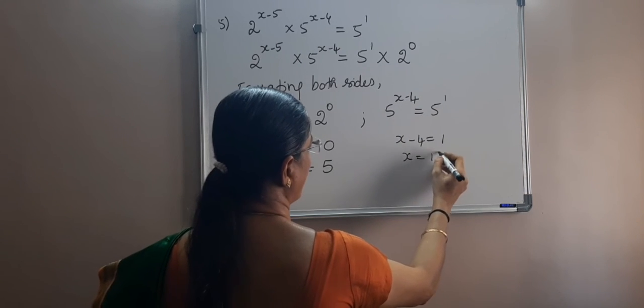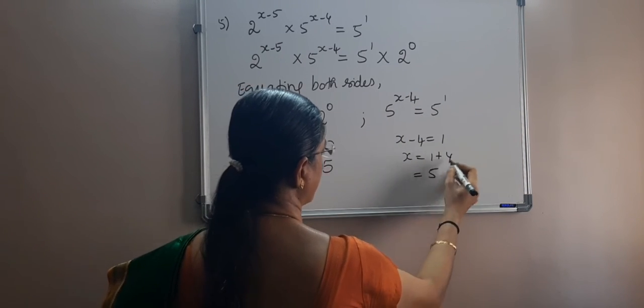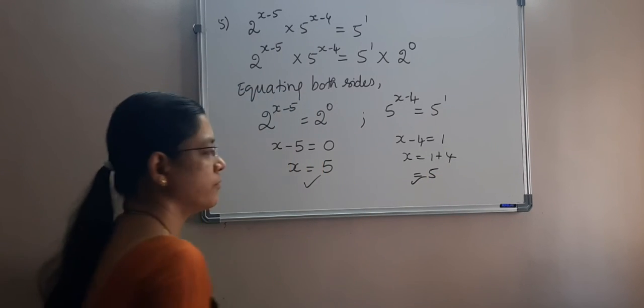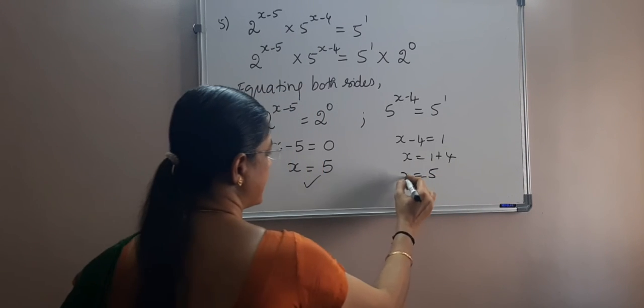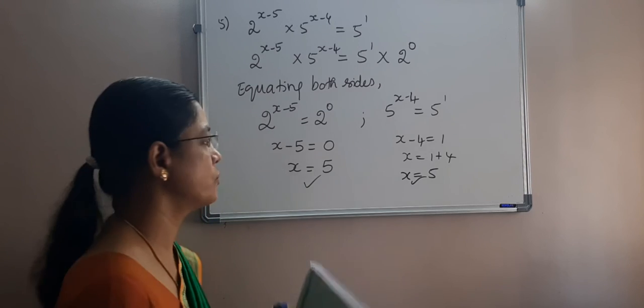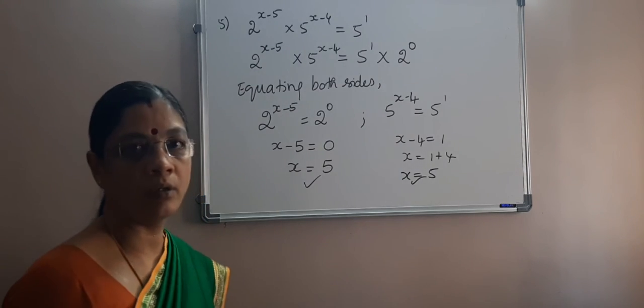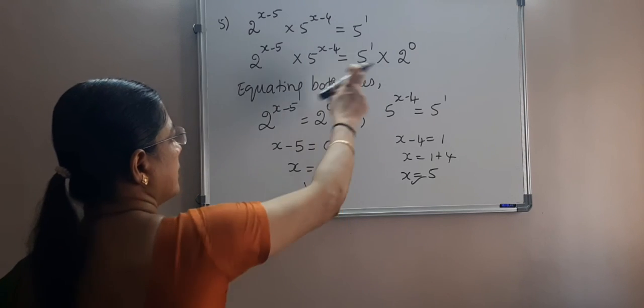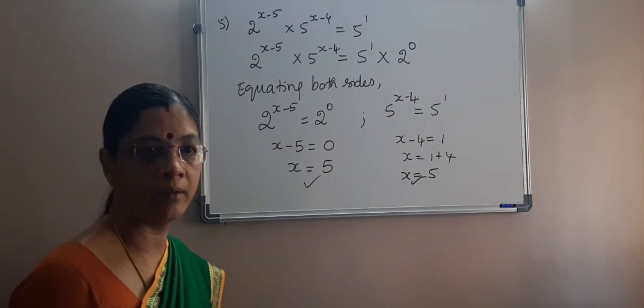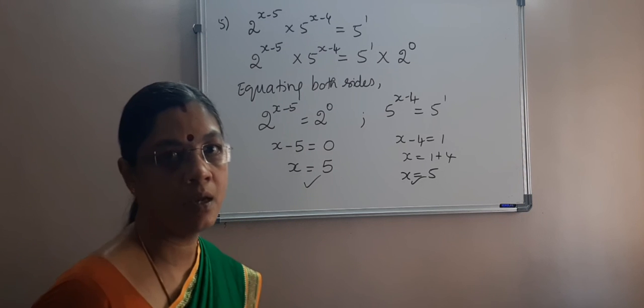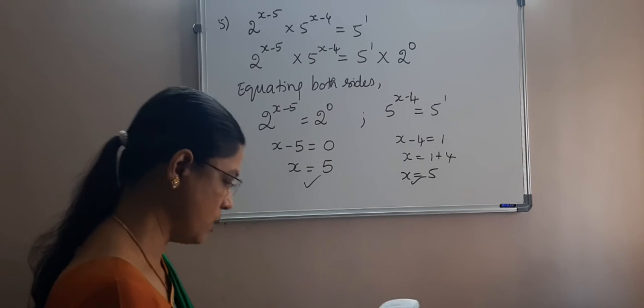Now you get x minus 4 equal to 1, so x is 1 plus 4, that is equal to 5. So your answer is 5. x is equal to 5 in both the cases, so that is right. So that is how you find x. Even when one number is not given, it is missing, you need to take it as 2 power 0 and then equate on both sides to get the value of x. Okay, so do you understand?